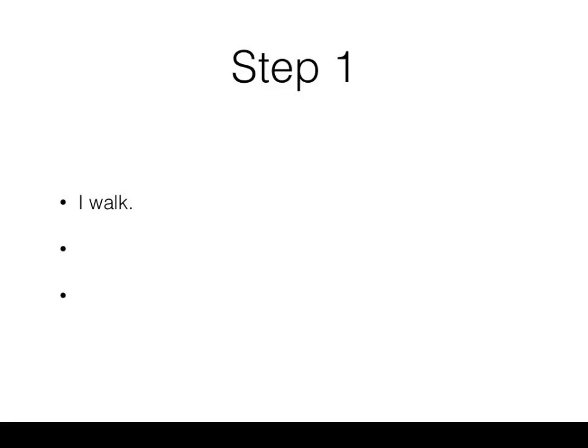Okay, step one. The first thing you need to know is that in an ordinary sentence you have a subject, I in this case, and there's a verb. I walk. The subject decides what the verb is going to look like. And that's what we're going to look at today.